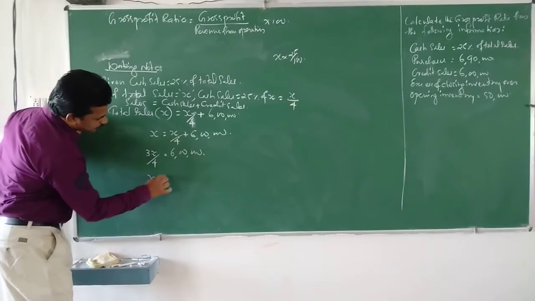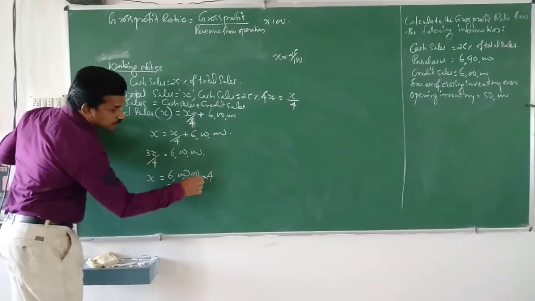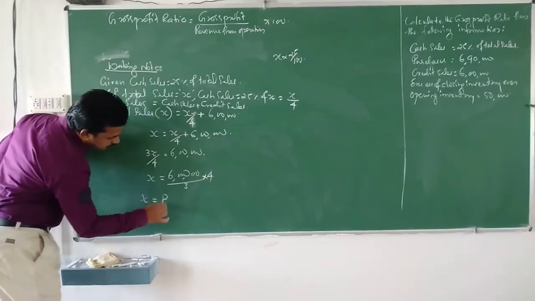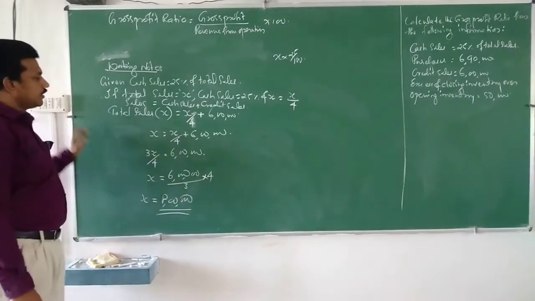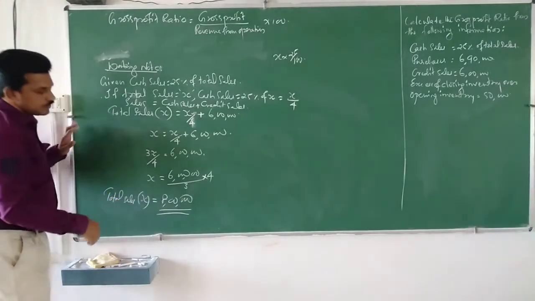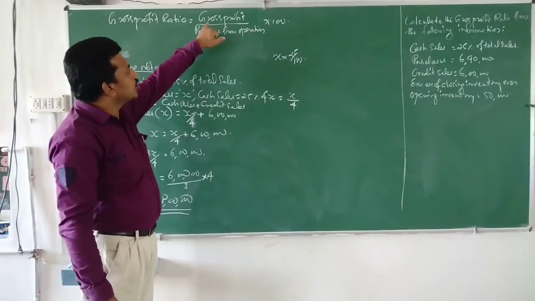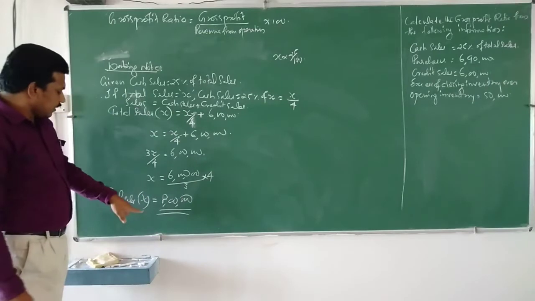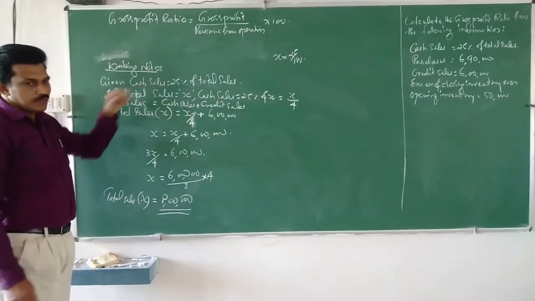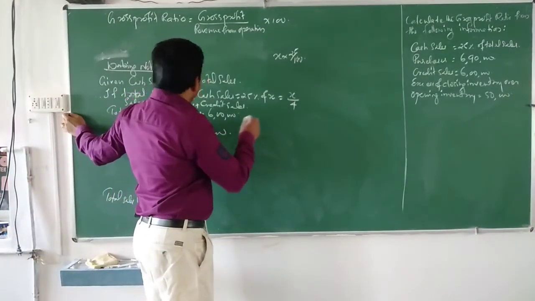So X is equal to 6 lakh by 3 into 4. We will get X is equal to 8 lakh. X means total sales. Total sales is equal to 8 lakh. Now what is the cost of revenue from operation? That means we have to get gross profit. We have total sales, and 25% of total sales is gross profit. Otherwise we can calculate gross profit and cost of goods sold also. Cost of goods sold we can calculate now.